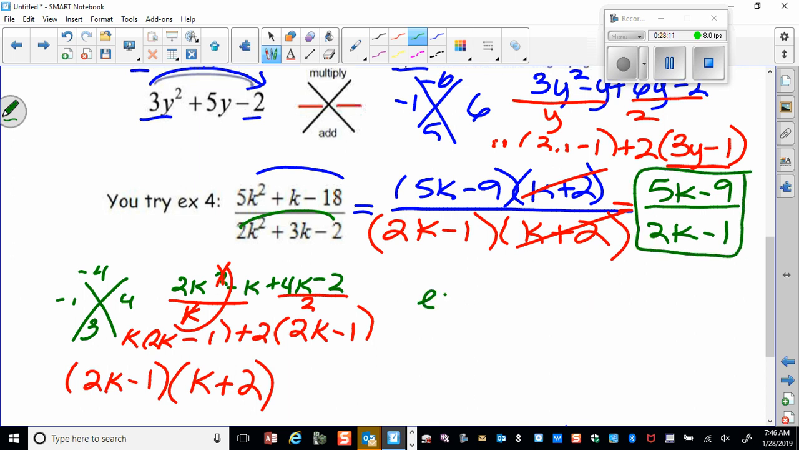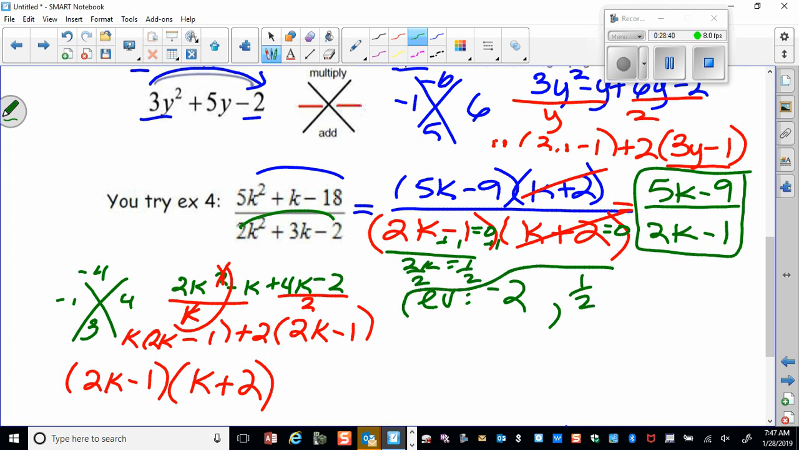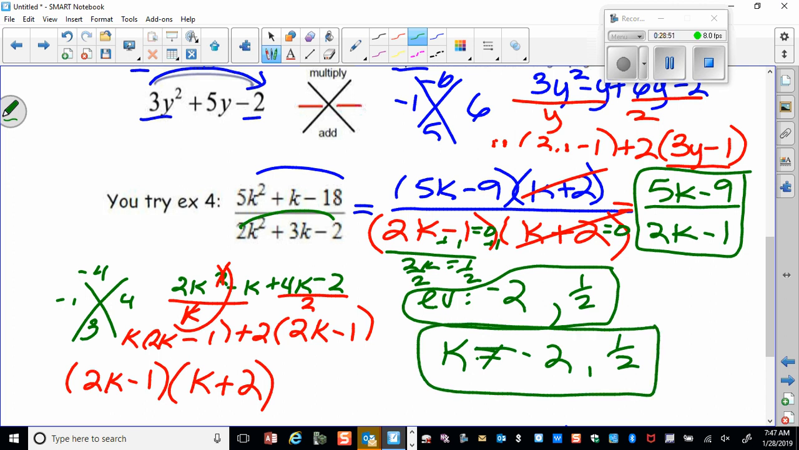And then when you look at your excluded values, remember, you make them equal to 0. So for this one, if this equals 0, that would be a negative 2. And if this one equals 0, then I'm going to add 1 and divide by 2, so positive 1/2. So these are my excluded values. What I'm saying is k cannot equal negative 2 or positive 1/2. Excluded means you're out of the domain.